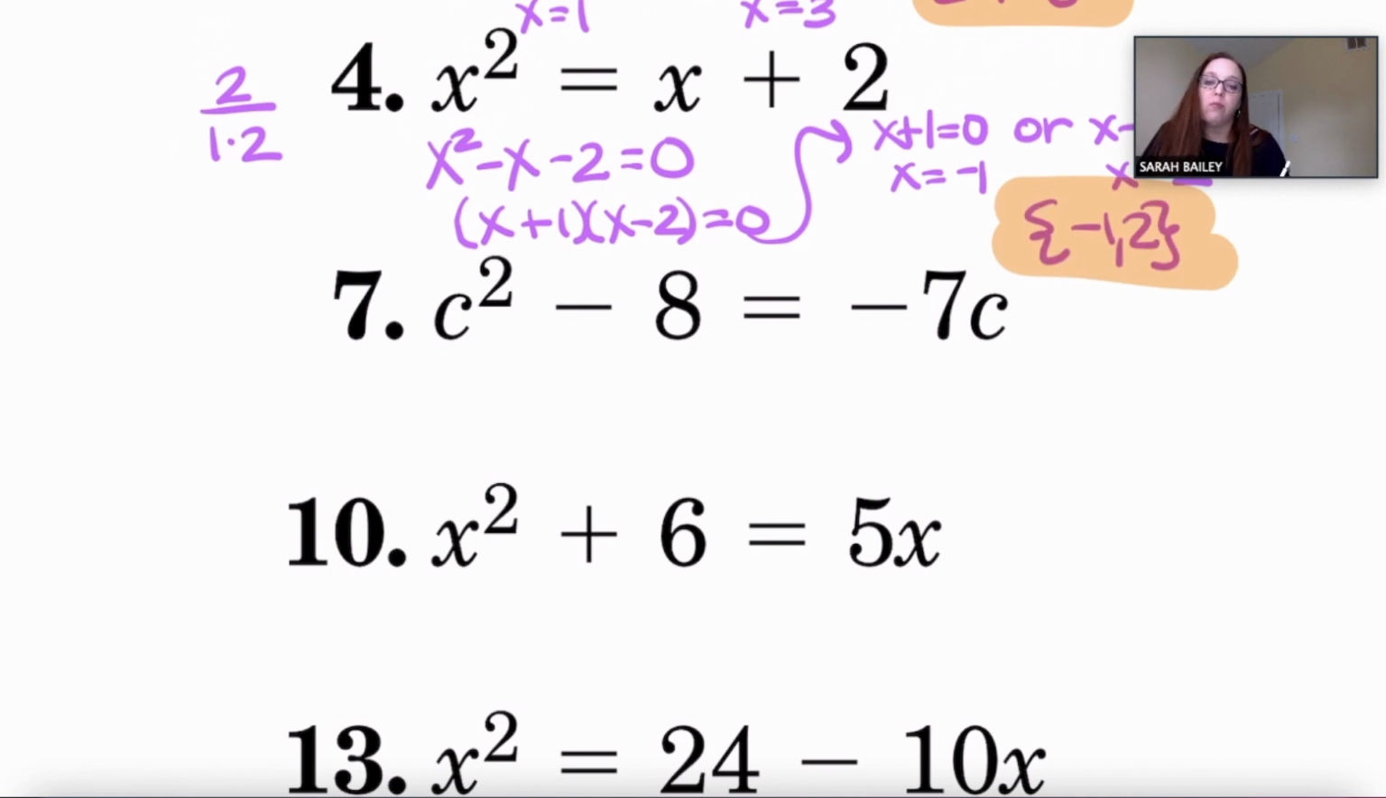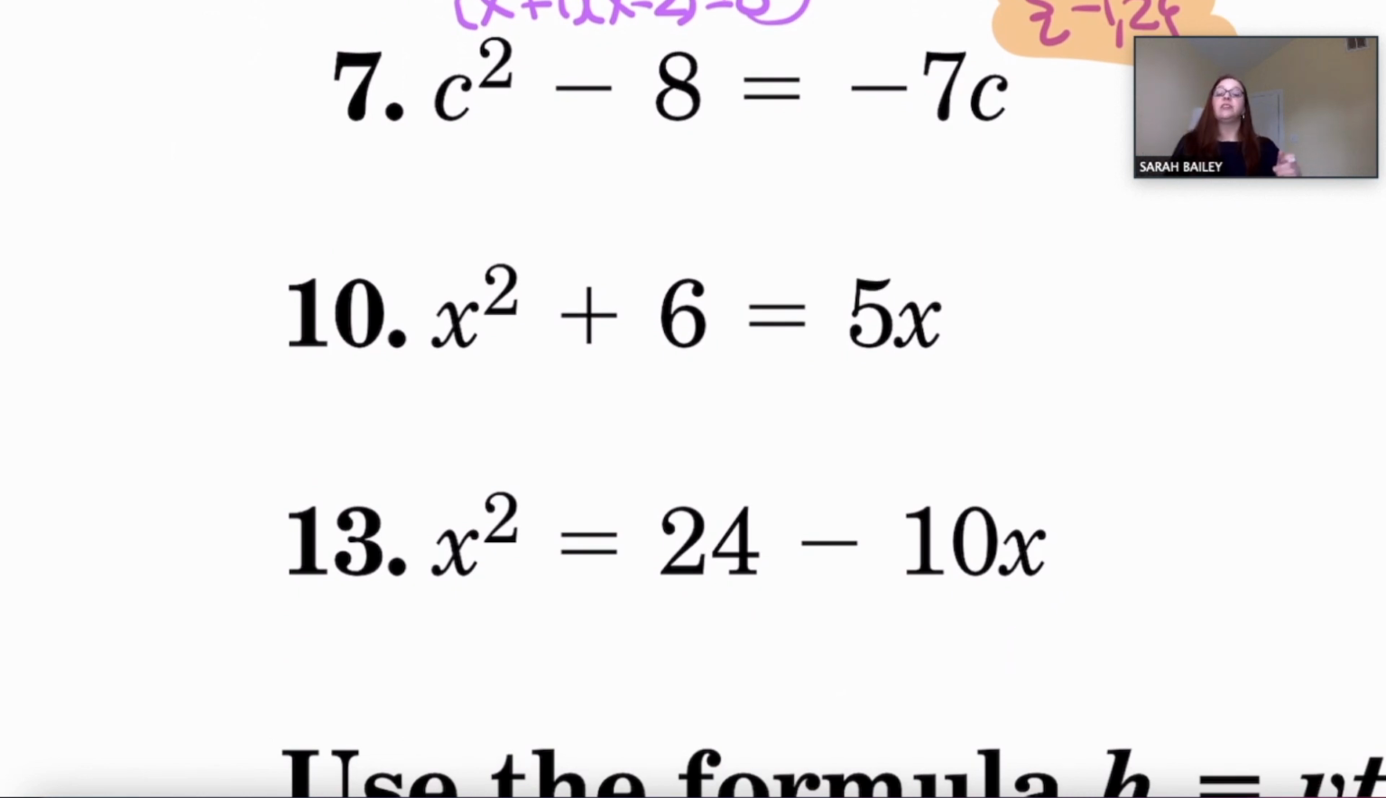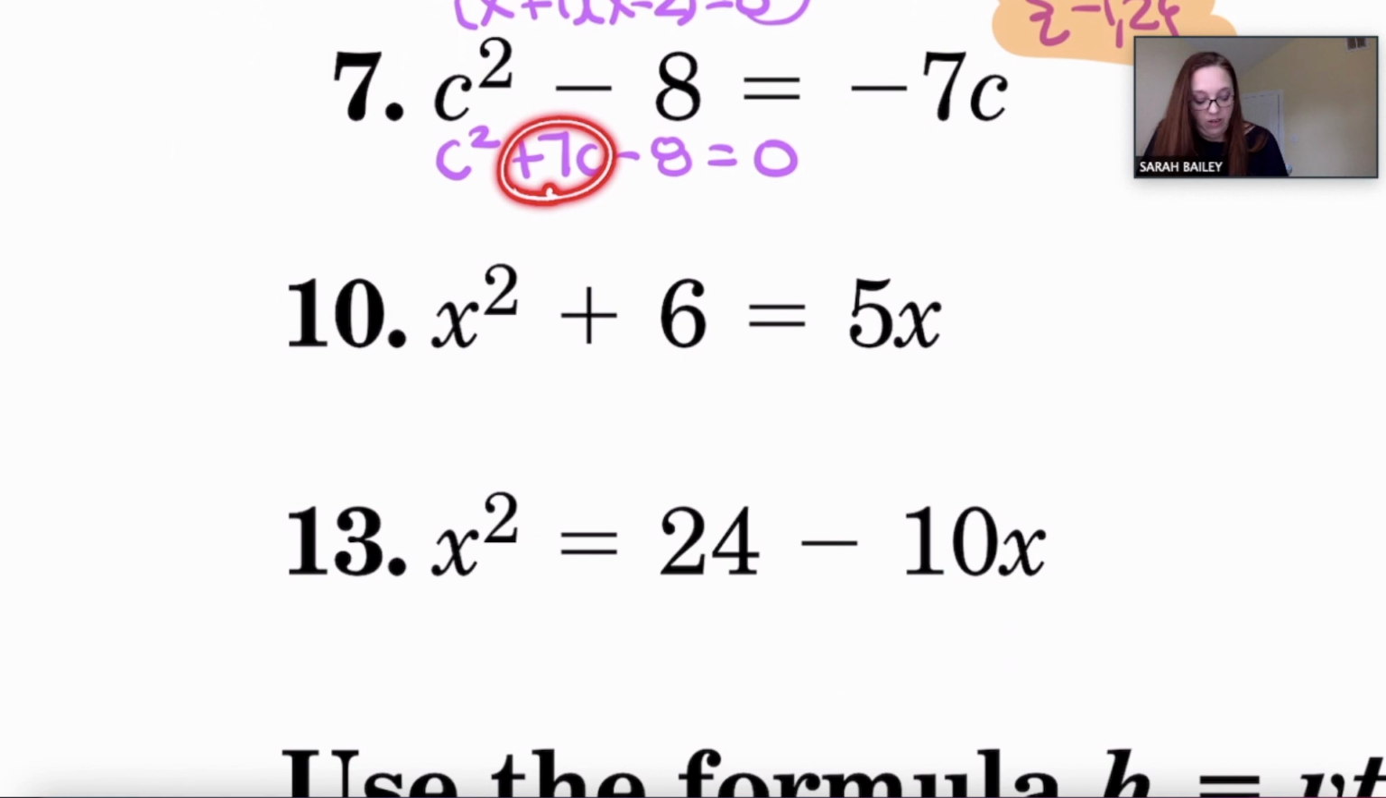All right, let's go to problem 7. I've got c squared minus 8 equals negative 7c. Again, if I want to solve it, I need it all on the same side to be equal to 0. So I'm going to add the 7c on both sides. And notice I put it right here in the middle instead of at the end.